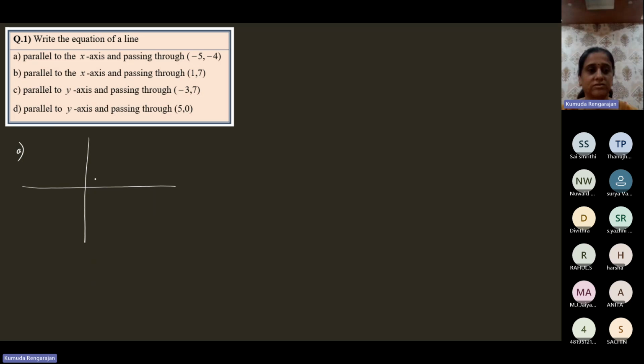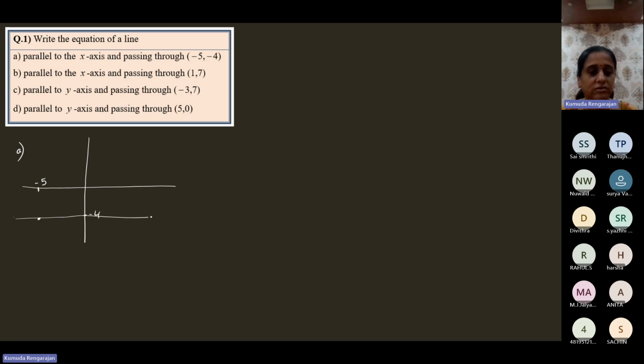Parallel to the x-axis. Okay, so parallel to the x-axis can be above the x-axis or below the x-axis. And it passes through the point (-5, -4). So where is this point? Somewhere here. Say this is -5 and say this is -4. Then this is (-5, -4). And the line is parallel to the x-axis.